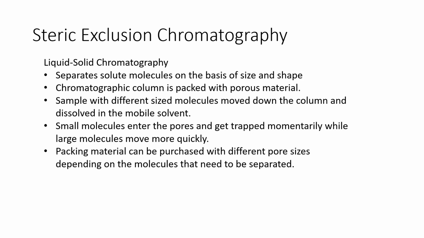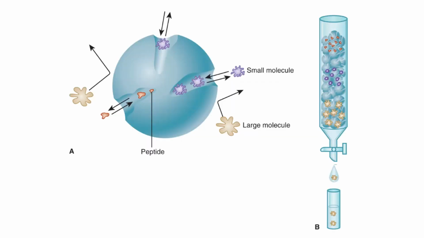Packing material can be purchased with different size pores depending on the molecules that need to be separated. So this is a picture showing those packing materials with the pores in them. You can change the pore size depending on which molecules you want to separate. Smaller molecules are going to get trapped and held up in there momentarily, while larger molecules are going to go straight through. And then you can see you can have separation.